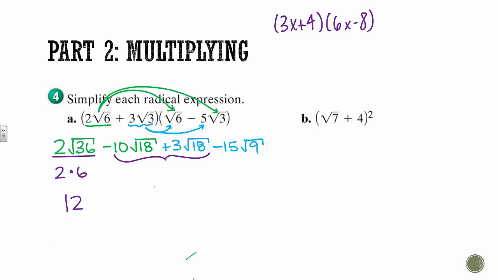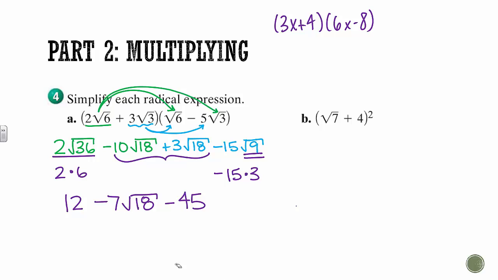These guys here are like terms, so we can combine them. Negative 10 root 18 plus 3 root 18 gives me negative 7 times the square root of 18. And then this again is a perfect square, so it's really negative 15 times 3. If you multiply those together, you get negative 45.